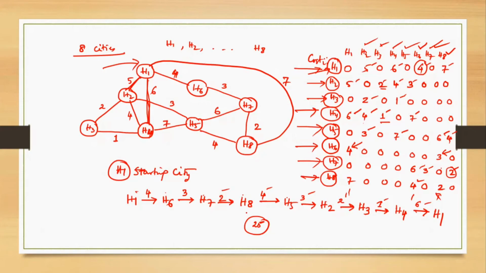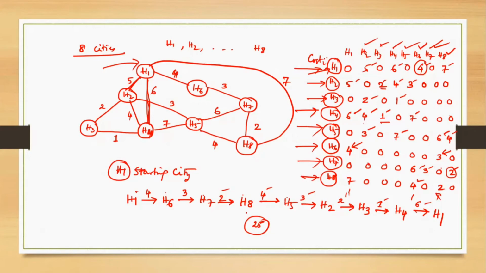Principal diagonal definitely means 0, considering no self loop is present for any vertex or any city here. Then select any arbitrary city as the starting city. Here we have assumed that H1 is the starting city. So we start scanning row number H1 and identify the non-zero entries, and then identify which one is the minimum non-zero entry. Identify the city from the column.